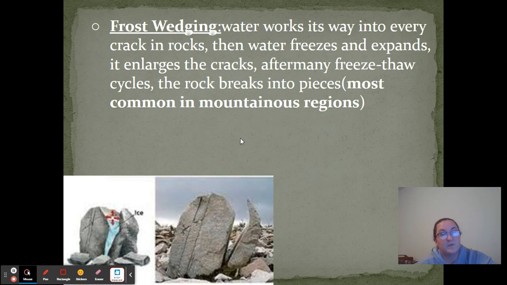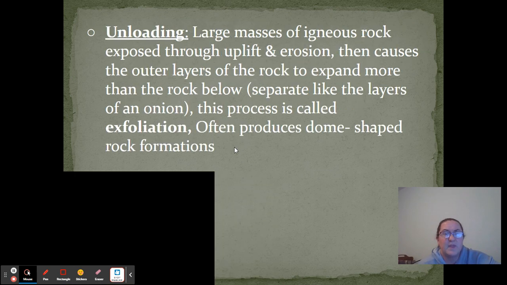Frost wedging is when water works its way into the cracks of the rocks. Water freezes, then expands, makes the cracks bigger, and keeps on doing it until the rock is broken apart. Most common definitely in the mountainous regions.